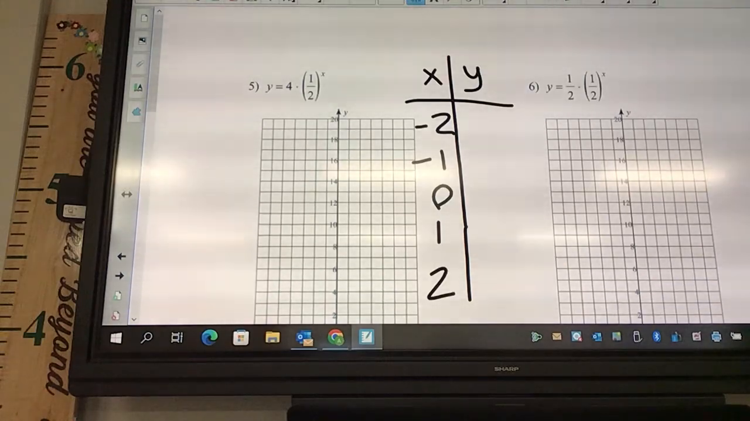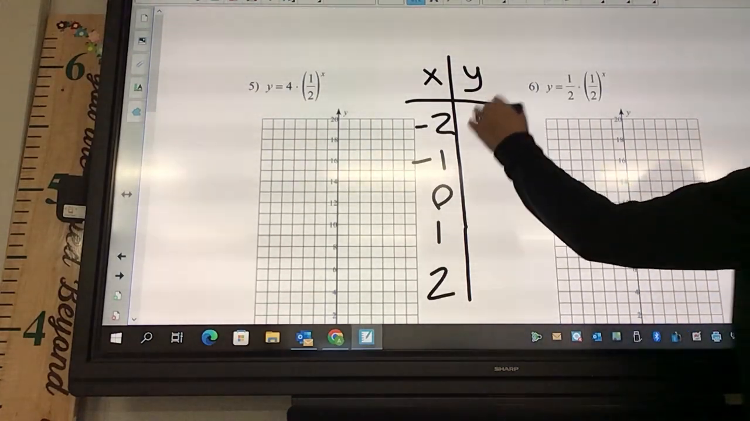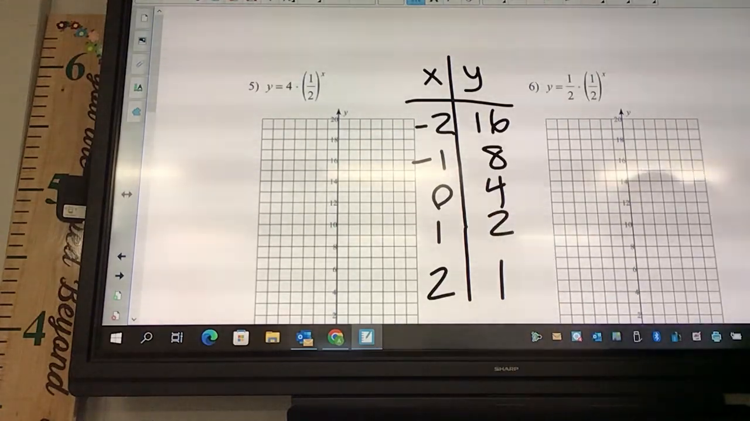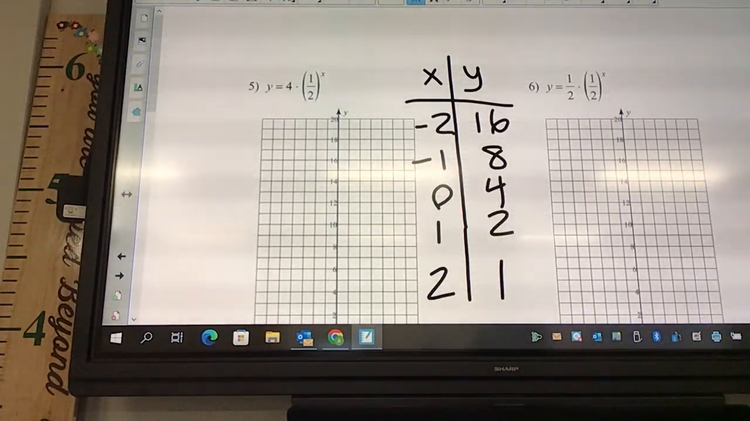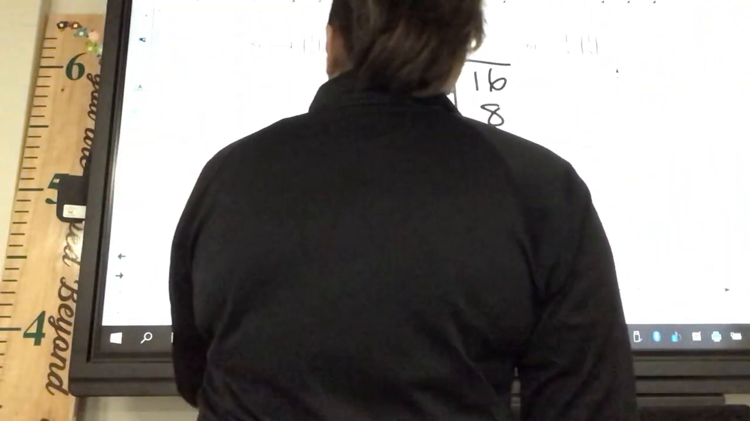But okay. Start on, okay, what'd you get for negative 2? 16. 16, good. 8, 4, 2, 1. Okay, those ones are all fairly easy to plot. Okay, so at negative 2, we're at 16.